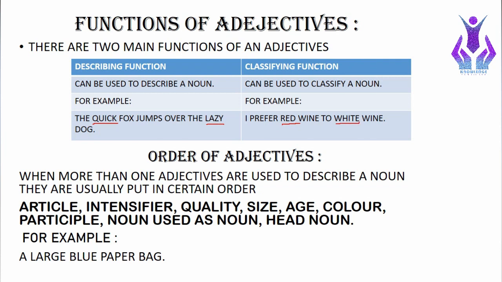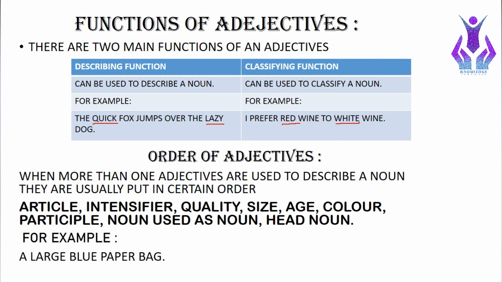The next is order of adjectives. When we have two or more adjectives in a single sentence, we place them in order. There is a certain order to place them. At first we put the article, then the intensifier. An intensifier is when an adjective intensifies the noun. Then the adjective of quality, then size, then age, color, participle, noun used as an adjective, and head noun.